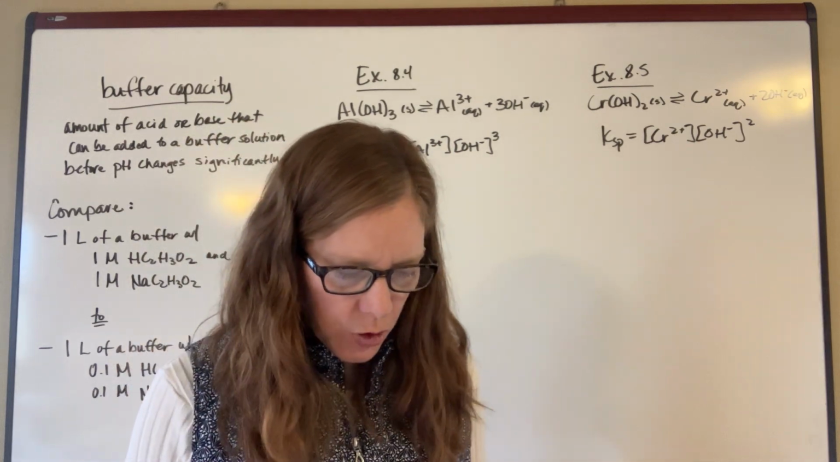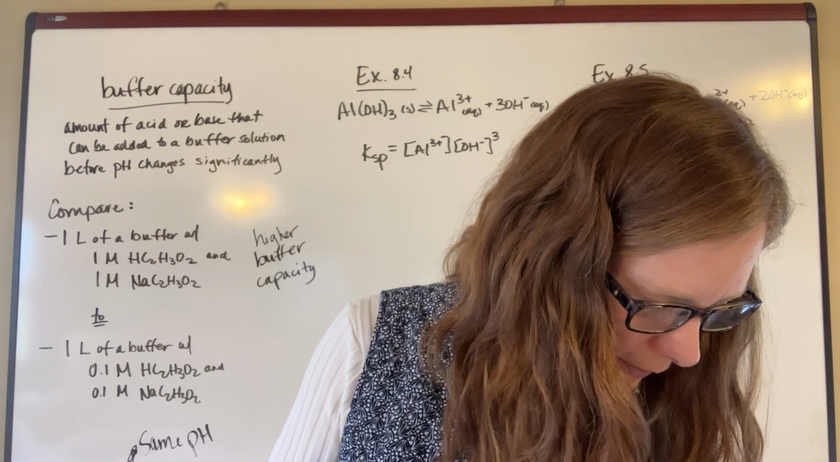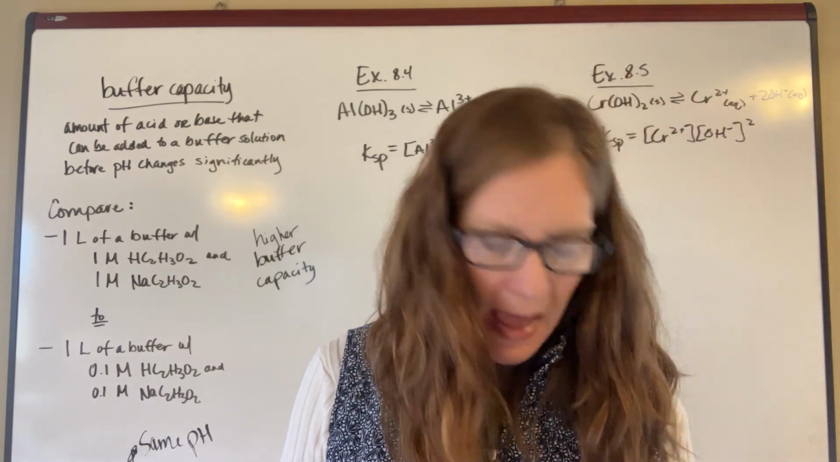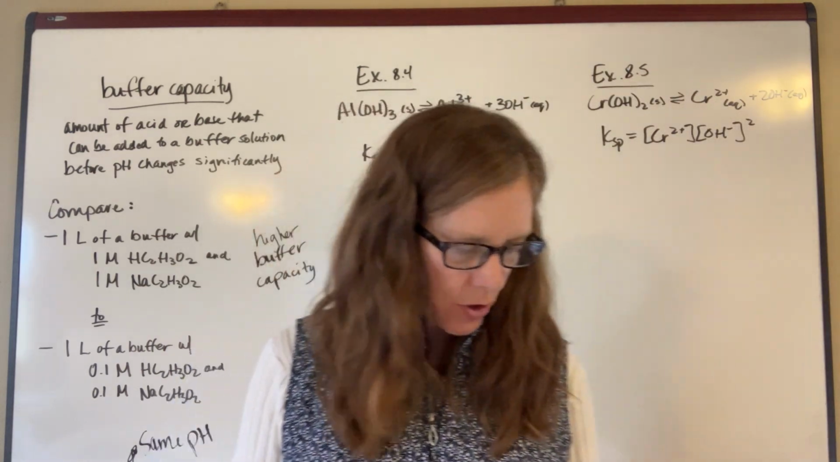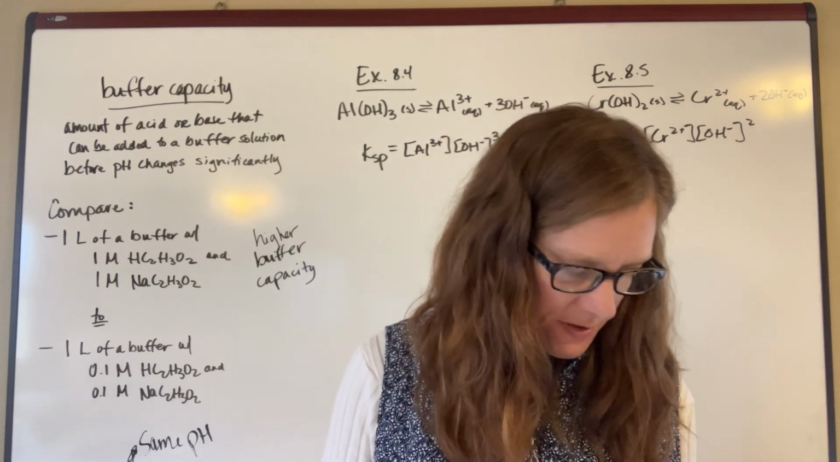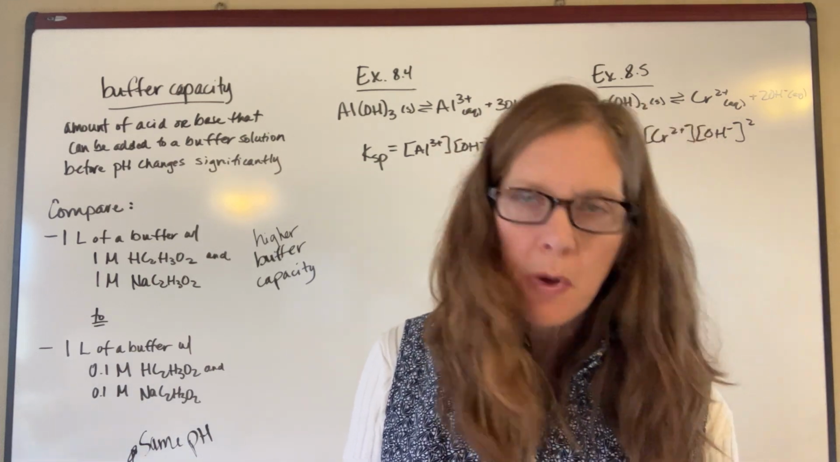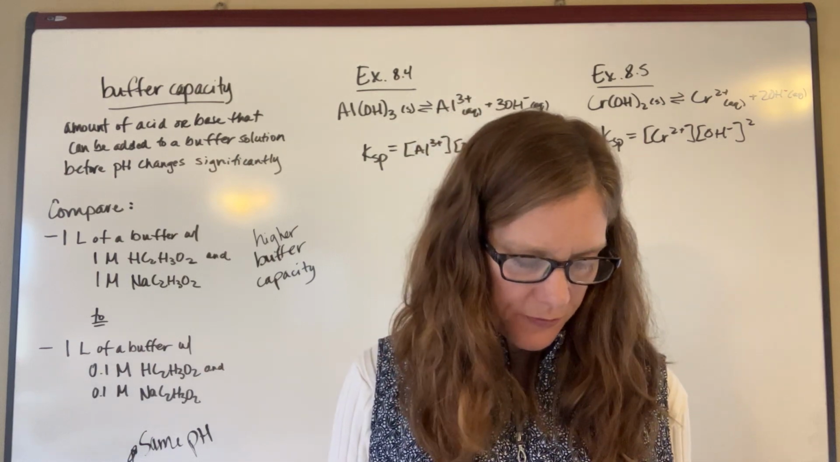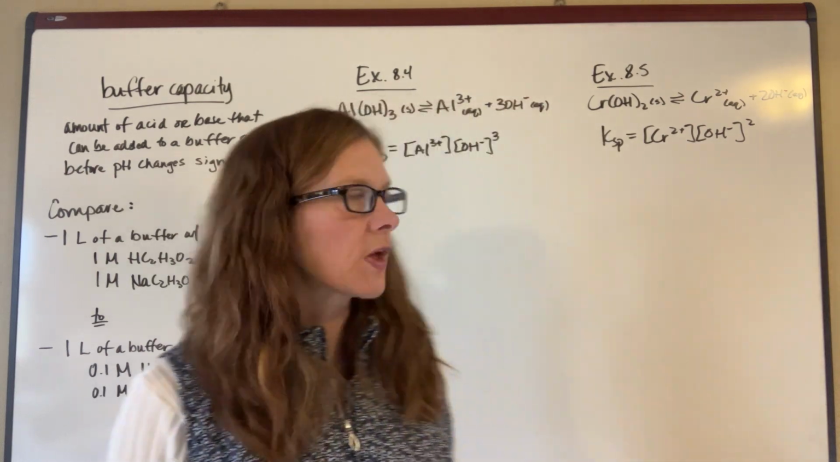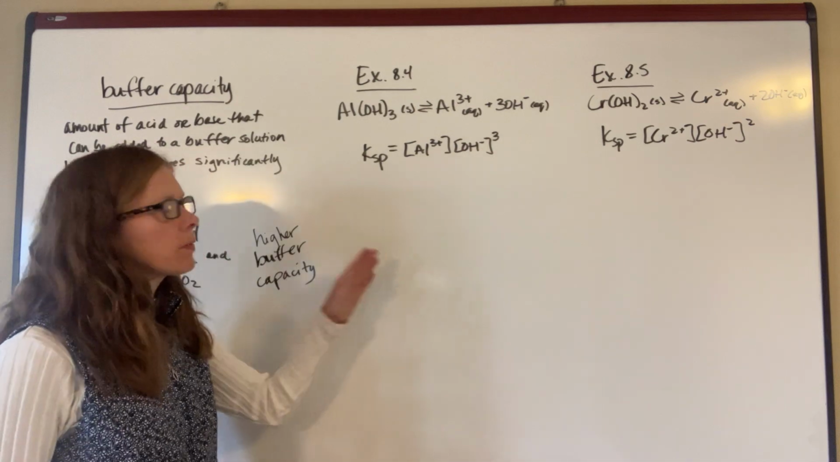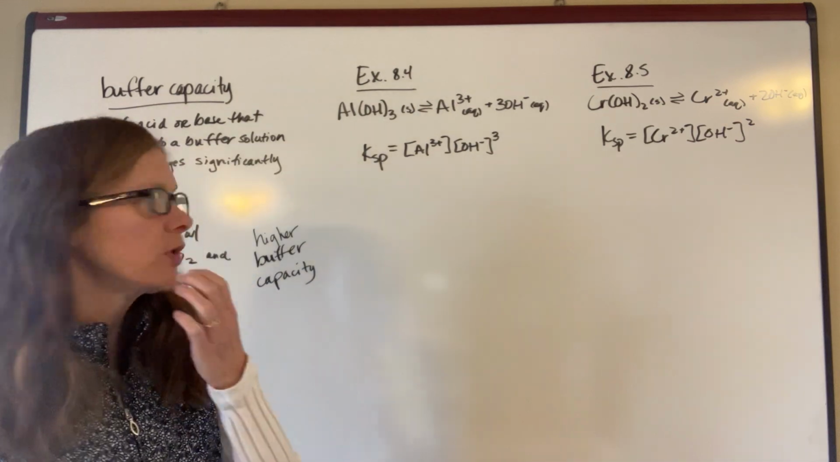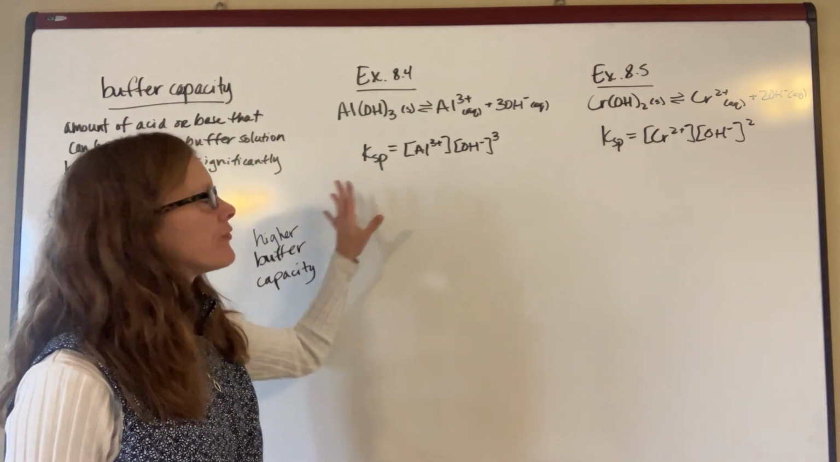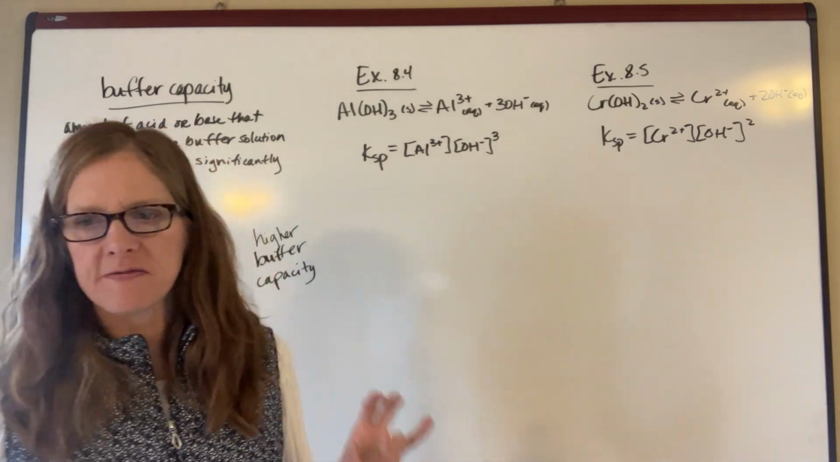So if I look at example 8.4, if I have aluminum hydroxide, and I know what the Ksp of that is, it wants to know what the aluminum ion concentration would be in a saturated solution of aluminum hydroxide, okay? So to do this problem correctly, I have to realize that the Ksp for aluminum hydroxide is very, very, very little.